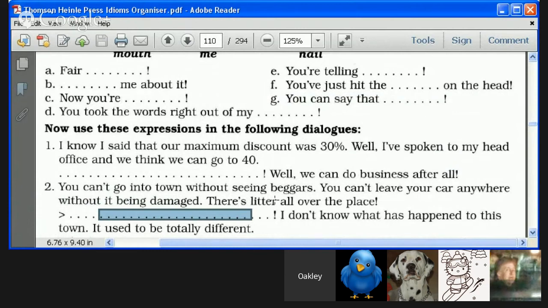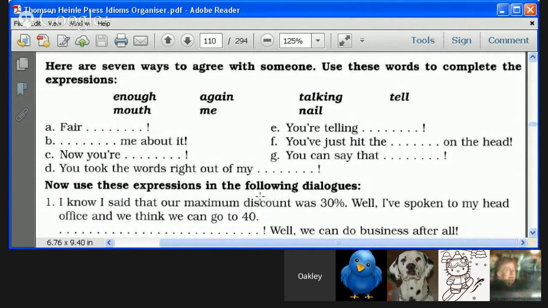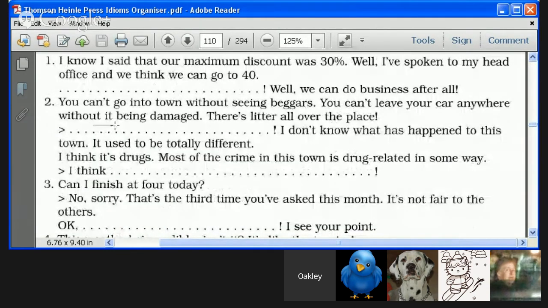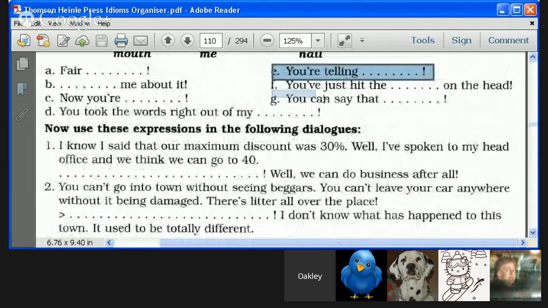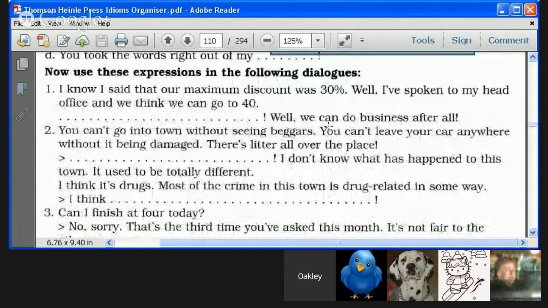I don't know what has happened to this town. Well, could be. Tell me about it. Fair enough. Fair enough. No, not really, that one doesn't really work. Tell me about it. Could be. You took the words right out of my mouth. I was just about to say that, but that would be very special circumstances. You're telling me. It's possible. You can say that again.